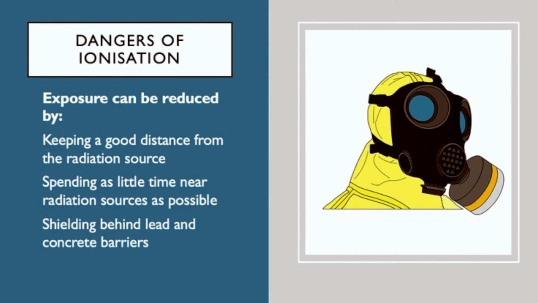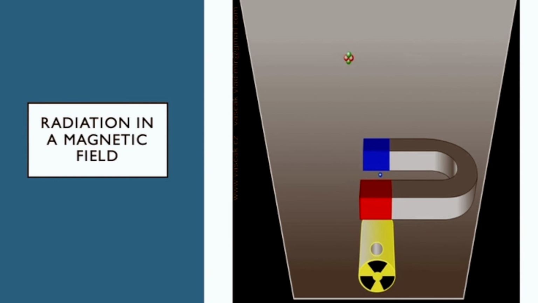So we've looked at one way that we can tell the difference, to do with their ionisation. We've looked at the dangers of ionisation. There's another way that we can tell the difference between these particles, and that's if we fire them through a magnetic field or an electric field. If we fired them through a magnetic field, then you might see something like this.